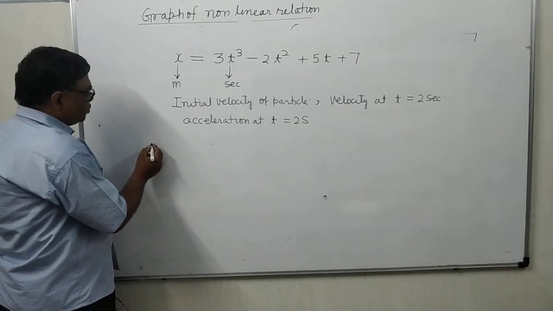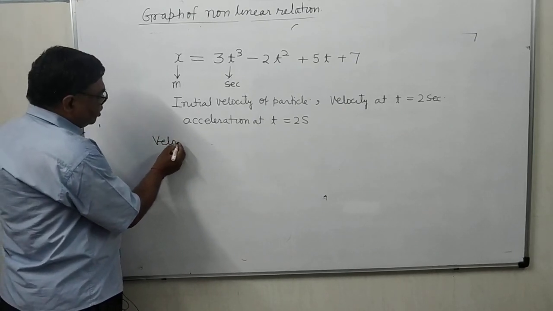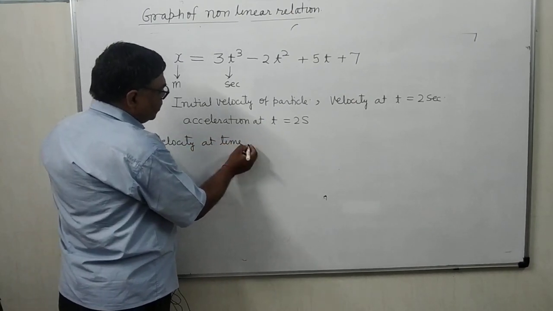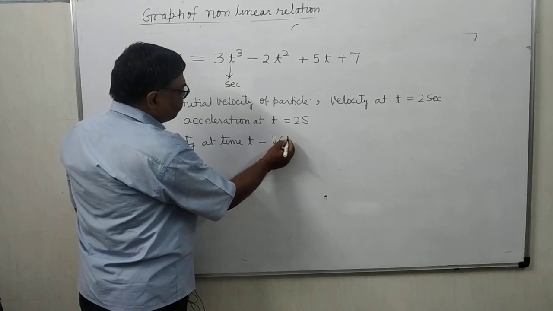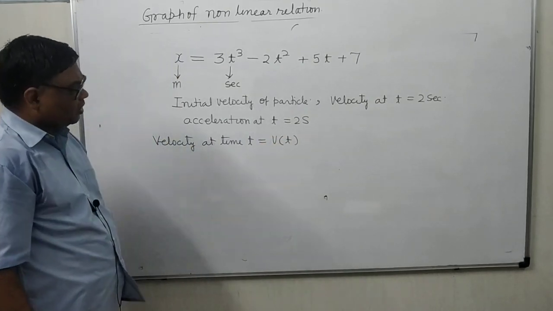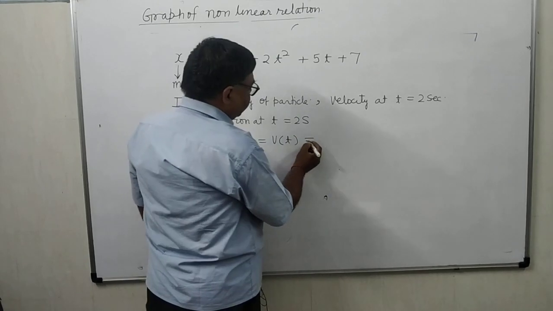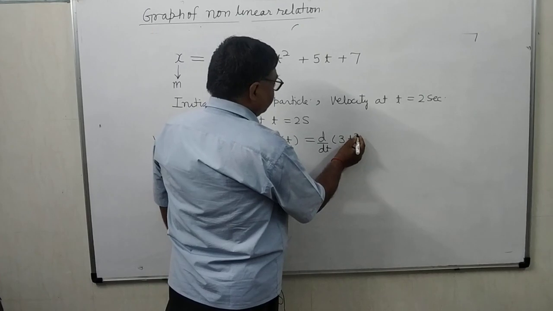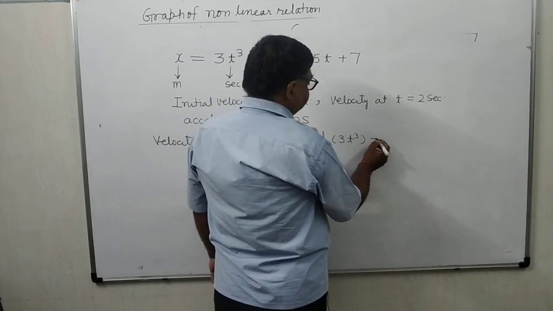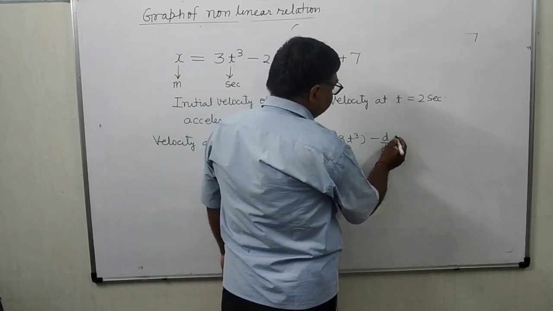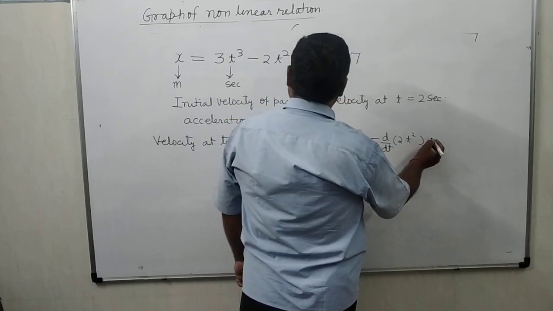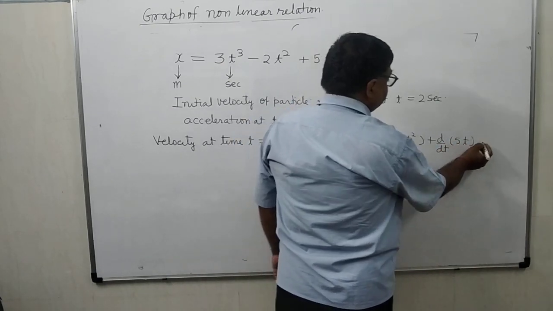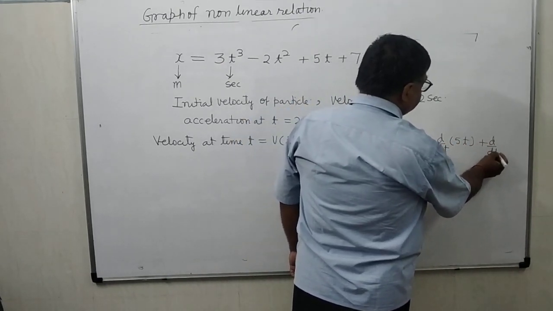So see here, first you find out velocity at time t. Velocity at time t, that we represent by simple v or v of t. Right. It is clear? So it is d by dt of 3t cube minus d by dt of 2 into t square plus d by dt of 5 into t plus d by dt of 7.